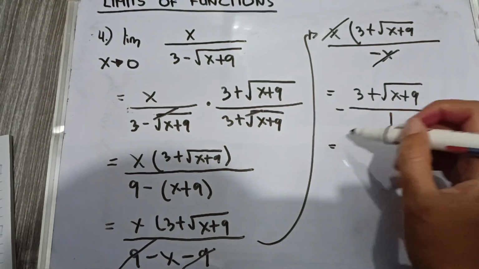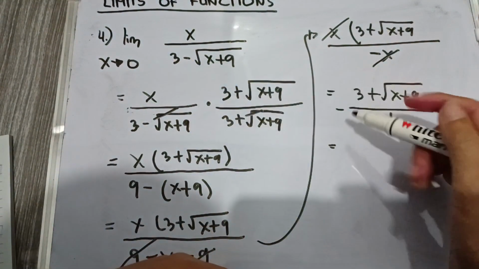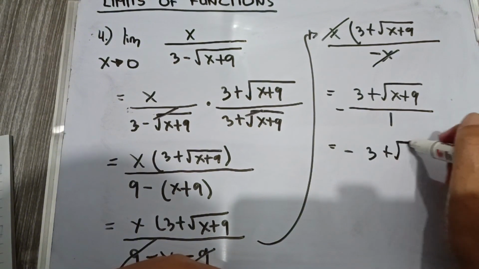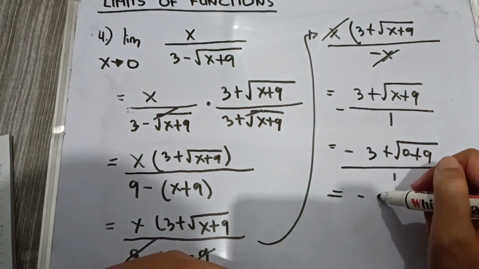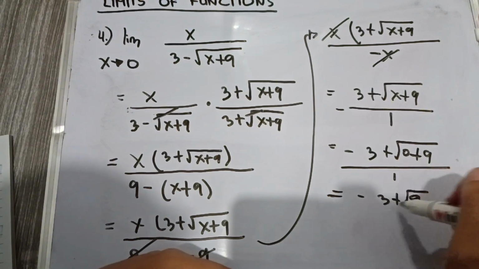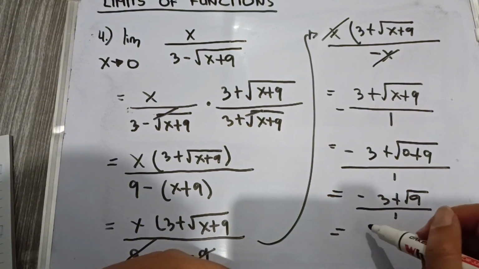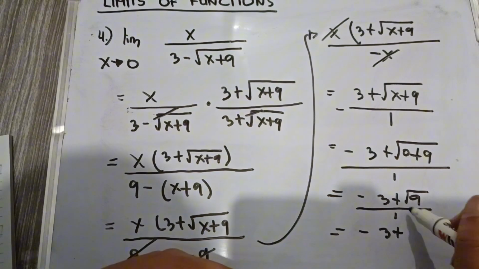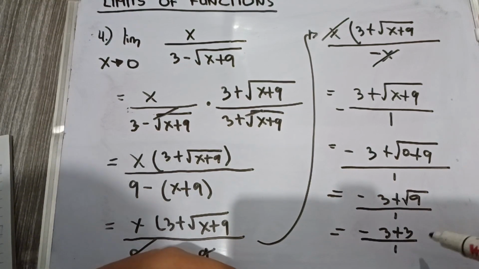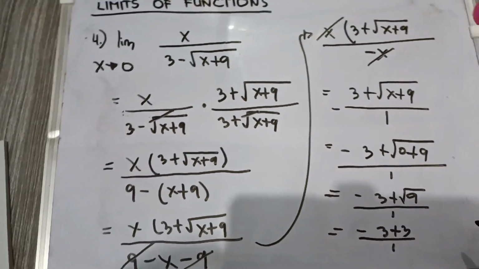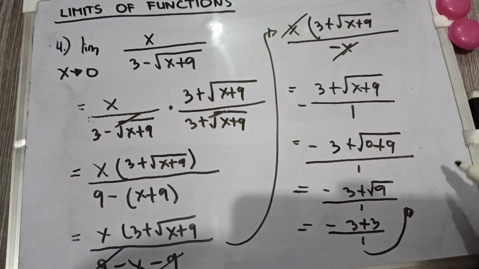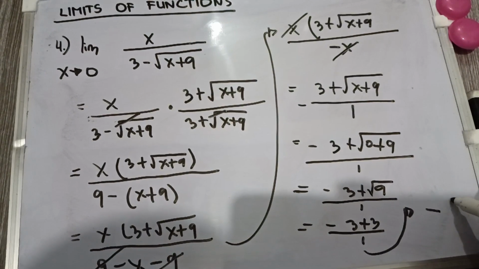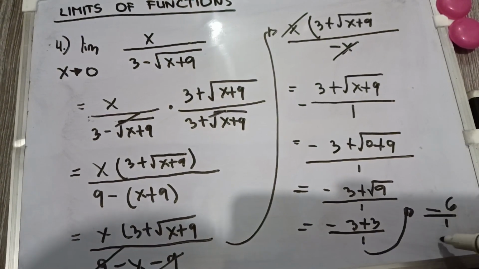Then we can now substitute the value of x. That is negative 3 plus square root of 0 plus 9 all over 1. That is negative 3 plus square root of 9 all over 1. That is negative 3 plus, what is the square root of 9? That is 3, all over 1. And so the answer is negative 6 all over 1, or negative 6.